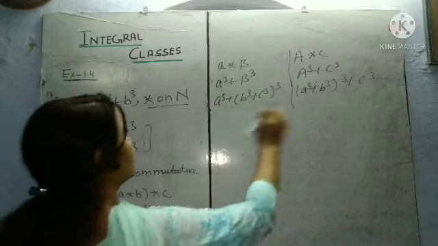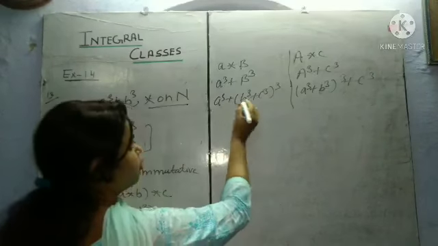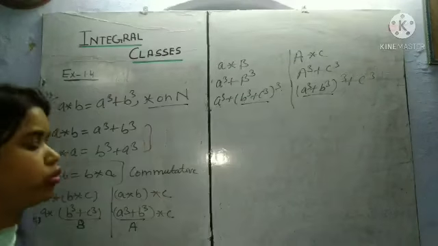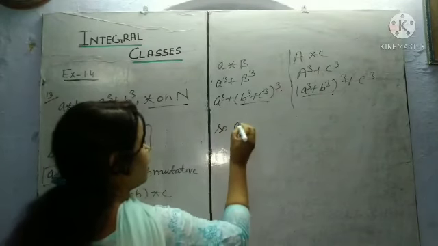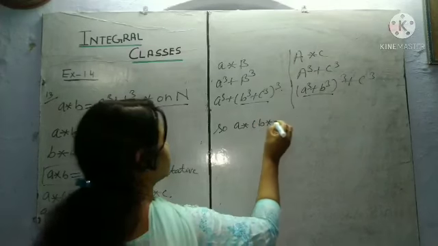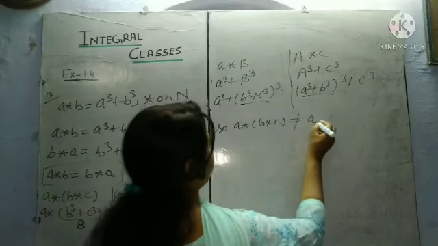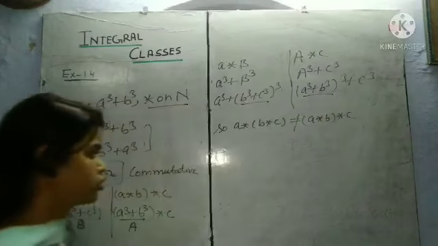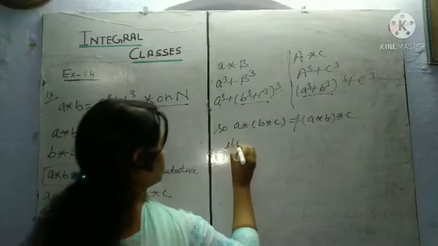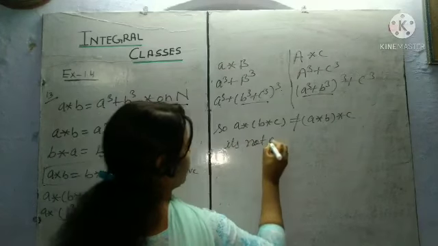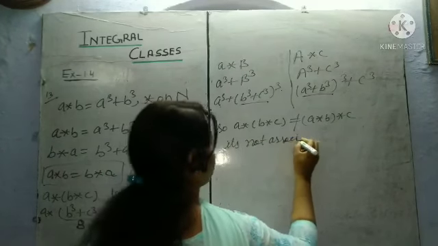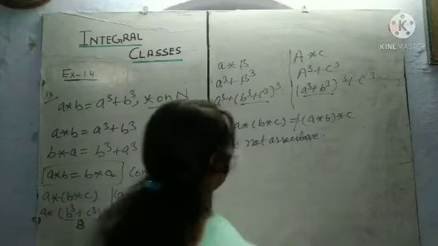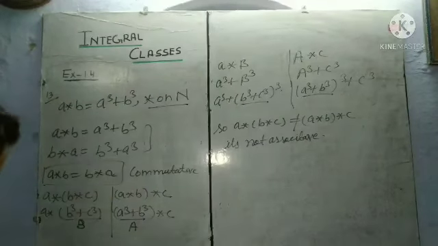No student, these are not equal. As we know, AQ plus BQ plus CQ whole cube of this, and here AQ plus BQ whole cube. So these are not equal. So A star B star C is not equal to A star B star C, so it does not follow associativity. It is not associative. So here option B is correct.